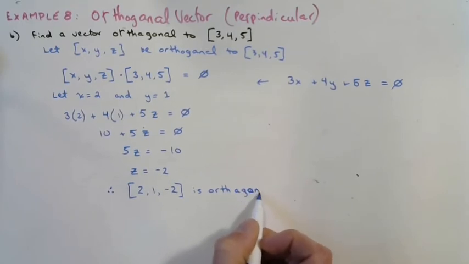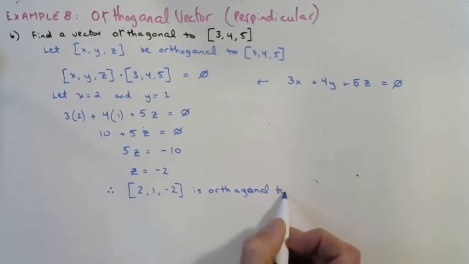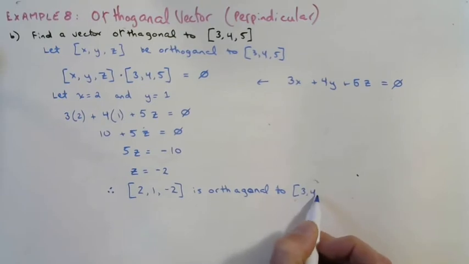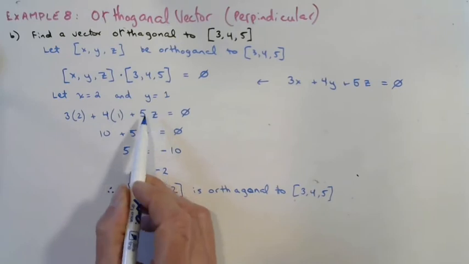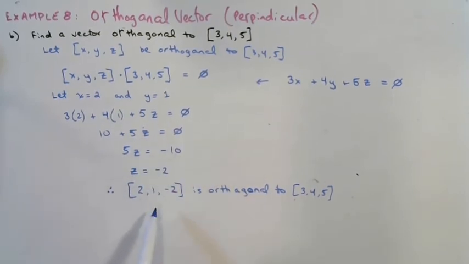orthogonal to (3, 4, 5). And again, you could have picked any two values for x and y and found the z that makes it true, and you'd come out with a vector that is orthogonal. And you can check it back the other way.